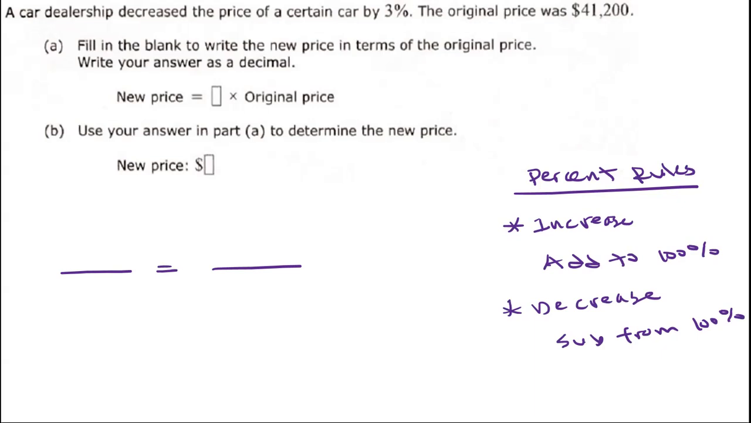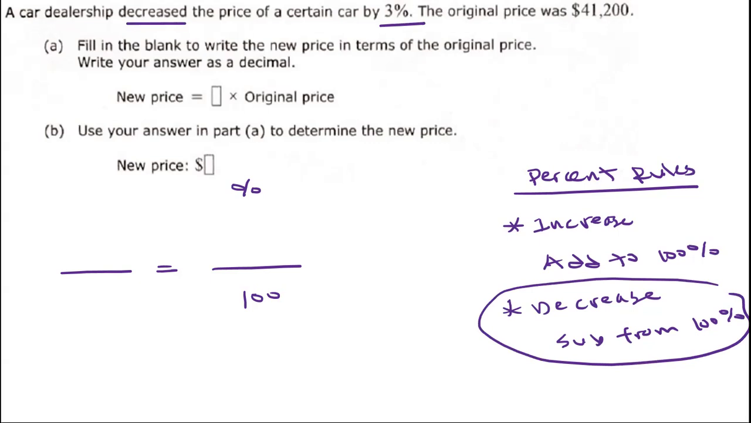On the right column here, we're always dealing with the percent, and then the bottom is always 100. I just fill in my chart here. In this case, it's talking about a decrease, a car dealership decrease by 3%. So I have to subtract from the 100%. In this case, it would be 100 minus 3, which gives me 97. So I put 97 here.